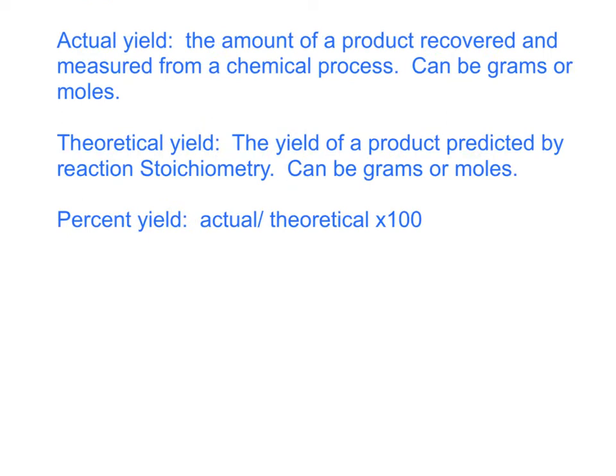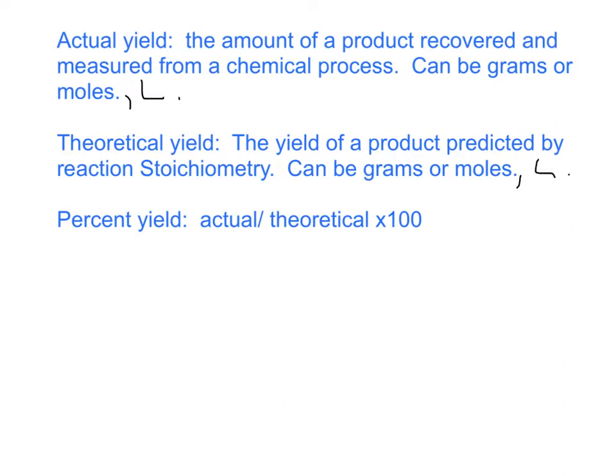Okay, so first off, let's define terms here. The actual yield of a reaction is the actual amount of product that you recovered from some chemical reaction. And we can express this in grams or moles, or it could also be expressed in liters if we collect a gas. Alright, so the theoretical yield would be the yield of some product that's predicted by the reaction stoichiometry. And again, that can be grams, moles, or of course, it could be liters as well.